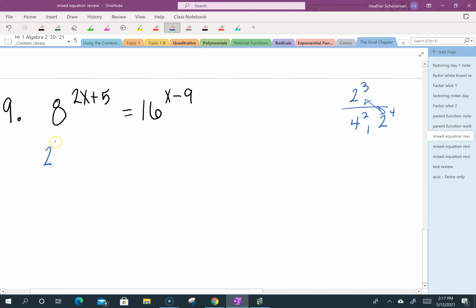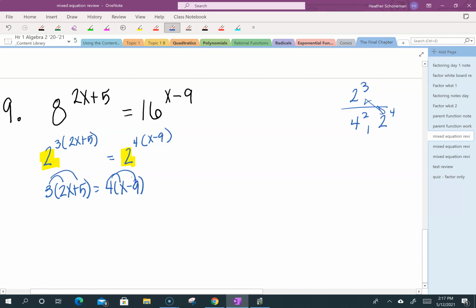So I'm going to rewrite this as 2 to the 3rd times 2x plus 5. And over here, I'm going to write this as 2 to the 4th times x minus 9. Now that the bases are the same, now I can set the exponents equal to each other. So I have 3 times 2x plus 5 equals 4 times x minus 9. So now it's linear, and we can distribute. So I get 6x plus 15 equals 4x minus 36.